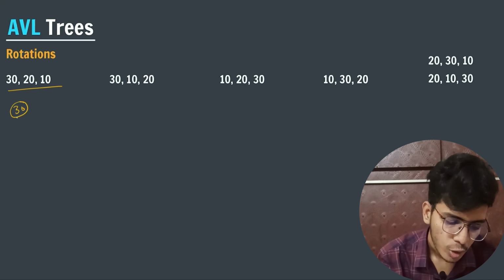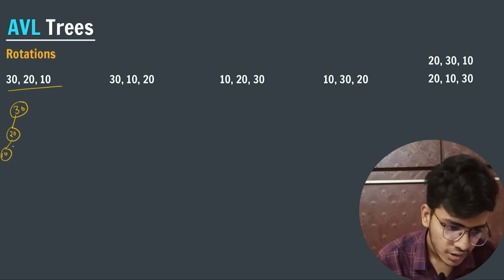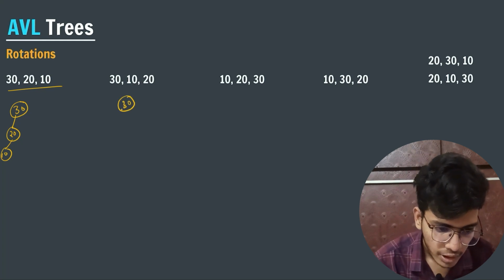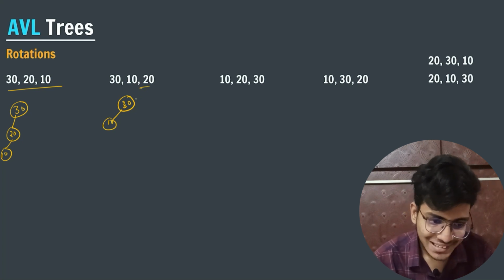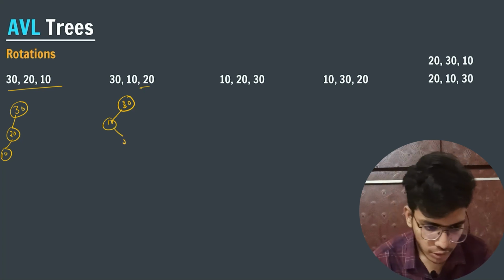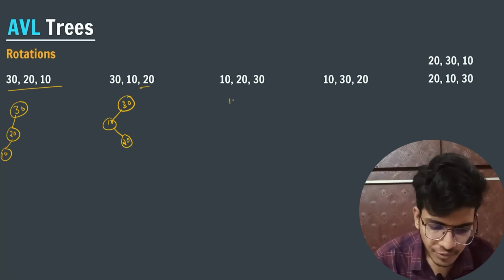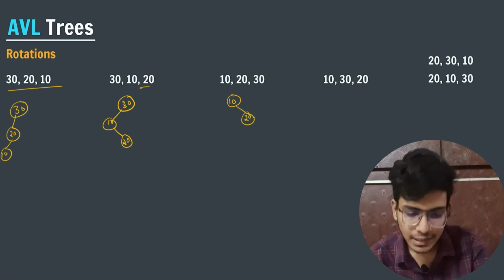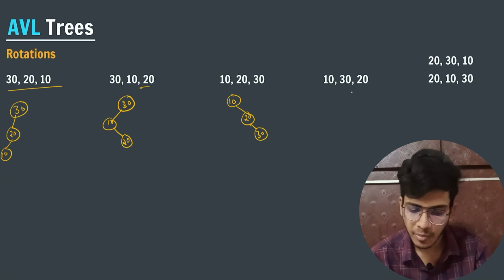After that, 20 will come on its left, and 10 will come on its left because the value is less. So this will become my structure: 30 will become my root node, and 20 is less than 30, so it will come on the left, and 10 is less than 20, so it will come on the left again. For the second type of values, 30 is the root node, 10 will come on the left part, and 20 is less than 30, so it will come on the left, and 20 is greater than 10, so it will come on the right side. For the third type of values, 10 is the root node and 20 is greater than 10, so it will come on the right side, and 30 is greater than 20, so it will come on the right side.